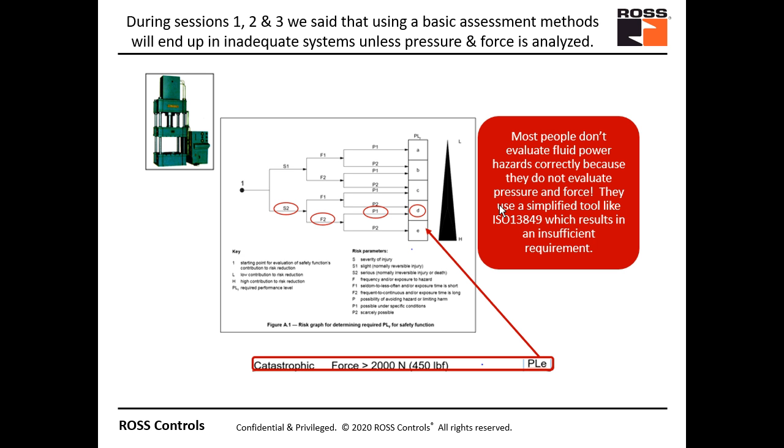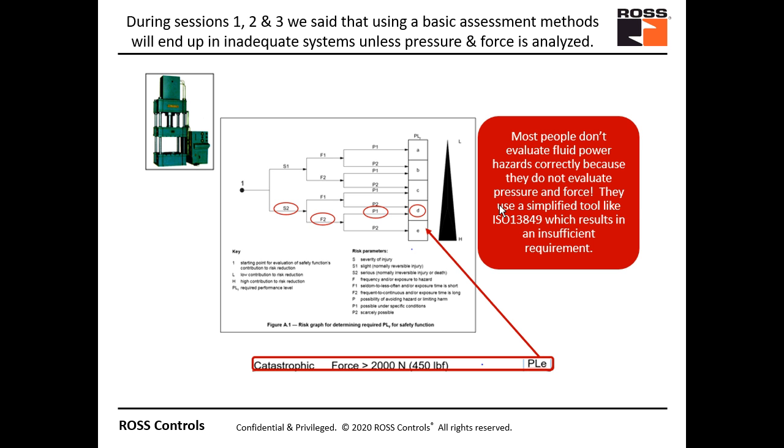I think you remember from session 1, we talked about how a lot of times people are using a basic assessment tool like ISO 13849. In the example that I showed the other day in session 1 with the hydraulic press, that ISO methodology came out with a performance level D. And when we actually did pressure and force analysis, due to the catastrophic nature of the potential injury and the force that was applied, they really would have had to design to meet a PLe.